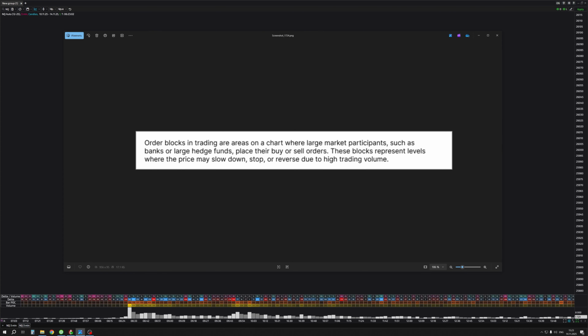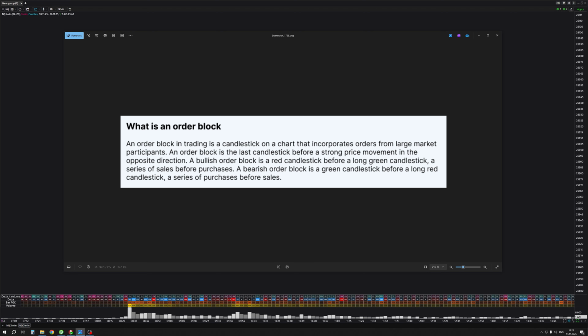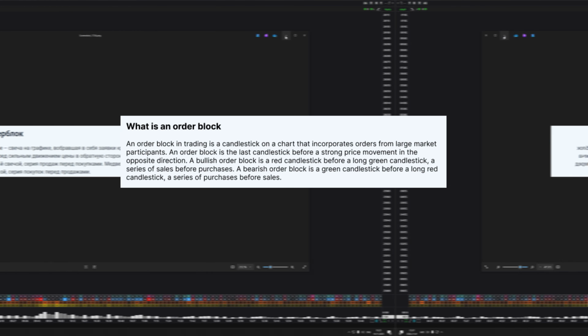Another definition again describes it as an area where major participants, banks or large hedge funds, place buy or sell orders, levels where price may react because of high trading volume. And this is important, high trading volume. These areas must have high volume. According to this definition, it's a zone where big money accumulated a position and left pending limit orders to hold the price in case of a return or reversal, a candle that absorbed the orders of large participants.